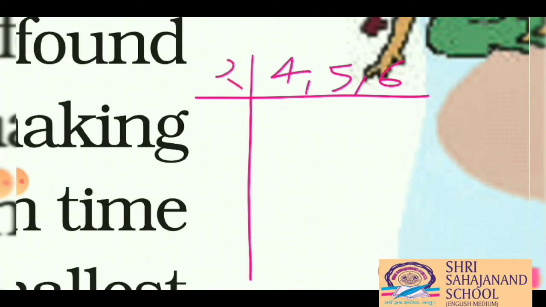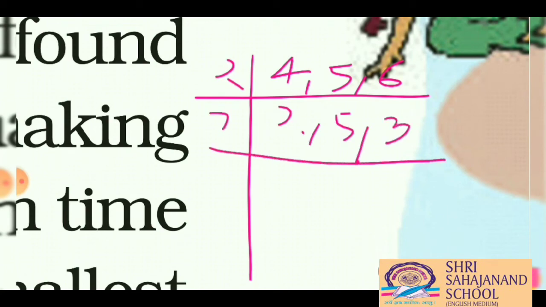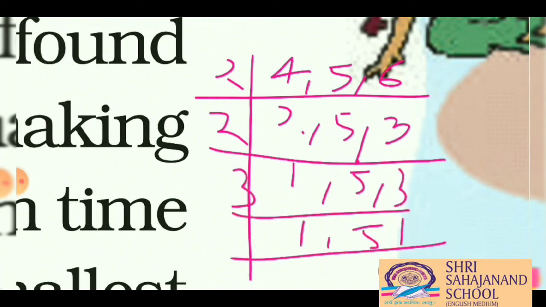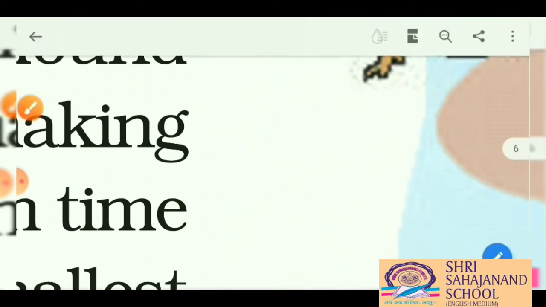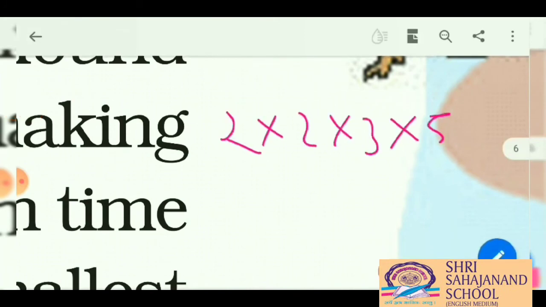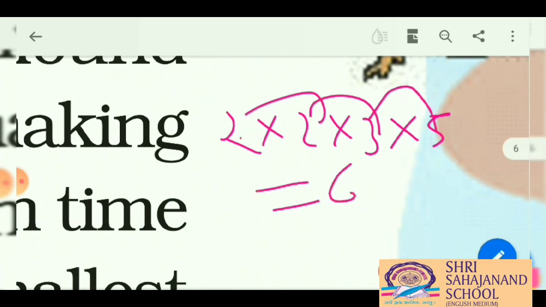First you will divide by 2: 2 2s are 4, 5 is not divisible so just bring it down, and 2 3s are 6. Next, 2 1s are 2, 5 you bring down and 3 you bring down. Now divide by 3, so 3 1s are 3 and 5 will bring down, so 5 1s are 5. So LCM is 2, 2, 3 and 5. Now you will multiply this number, 2 into 2 into 3 into 5. So 2 2s are 4, 4 3s are 12, 12 5s are 60.